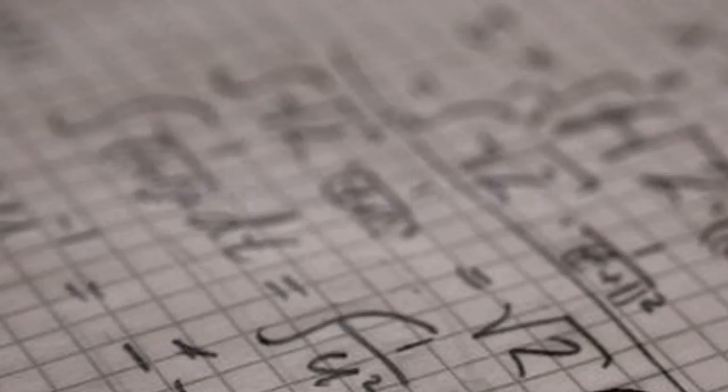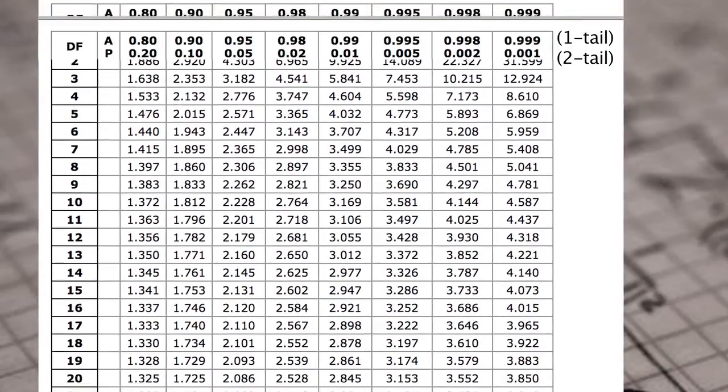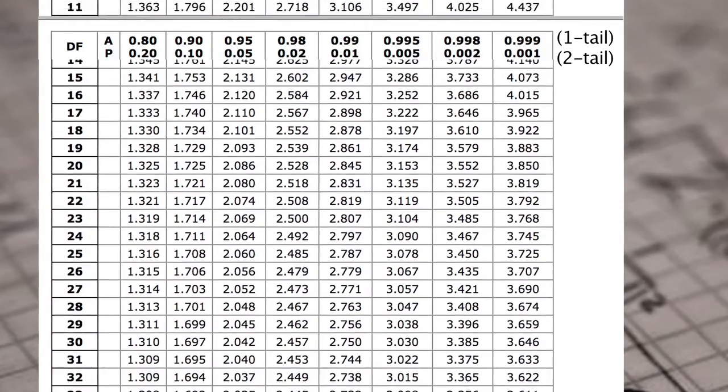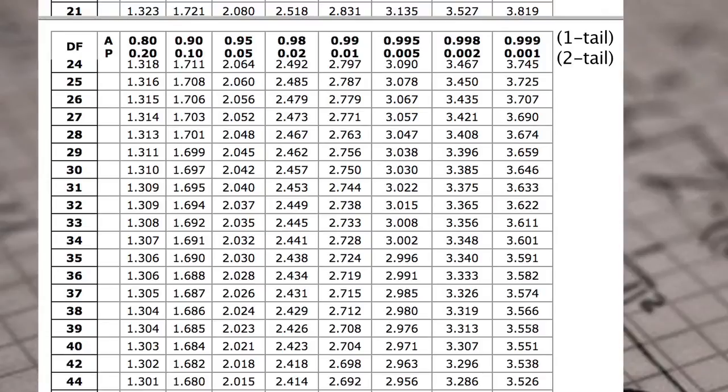We need to find the margin of error first. This requires a t-distribution table. On the table, the first column is degrees of freedom, which is n-1. Since we have n equals 40, then n-1 is 39. And since we want a 99% confidence interval, then 1% is in two tails. Go down the first column to degrees of freedom of 39 and across to 0.01 in two tails. This gives you a t-score of 2.708.